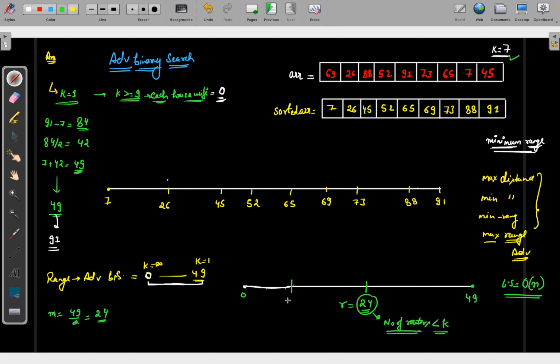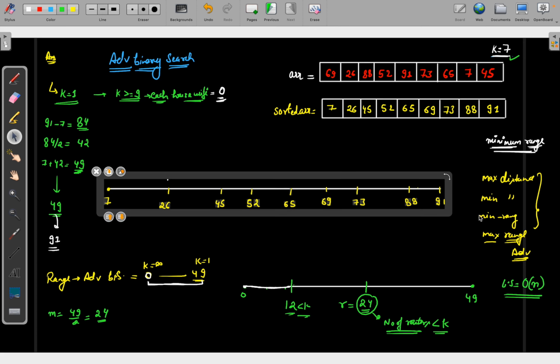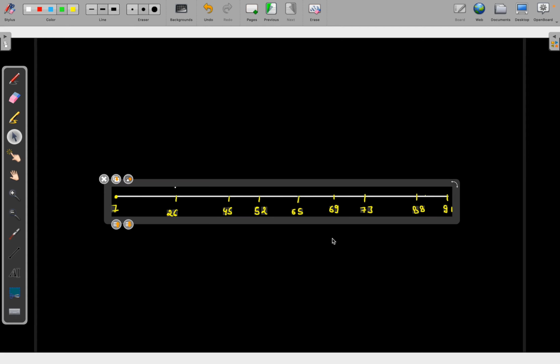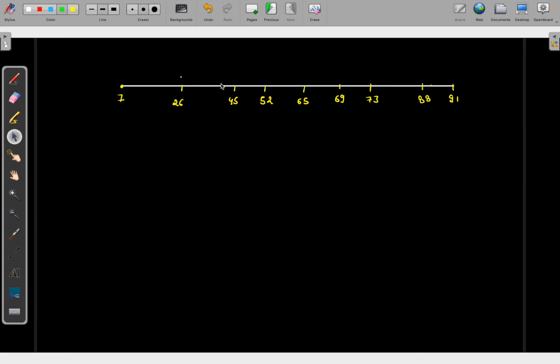You will again take an intersection, so it will be, I guess, 12. Then you will check with the 12. Is it less than k? Yes, it is. Then you will again move. So now let's try to solve this problem, and then you will get what I am basically talking about. So see how I will solve this problem.